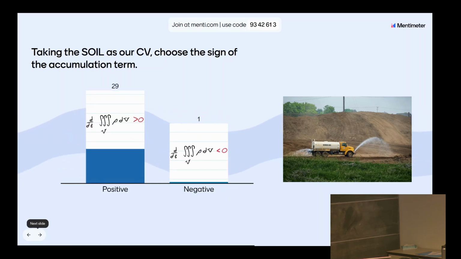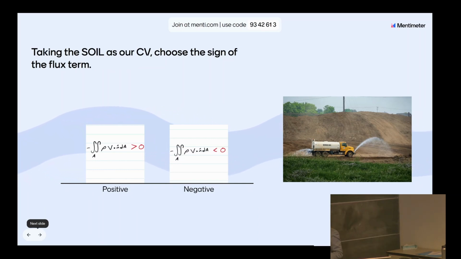So I think this one's a little bit simpler. The field is going to accumulate water, so you expect it to be positive. The field's not losing water, it's gaining water, so we expect a positive accumulation. Now let's see how we have adjusted our answers from last time on the flux.